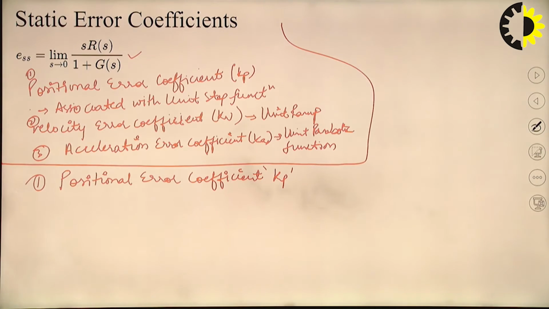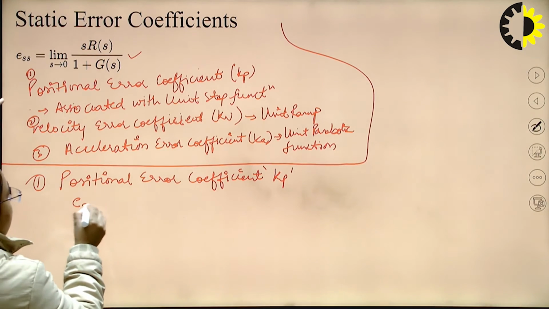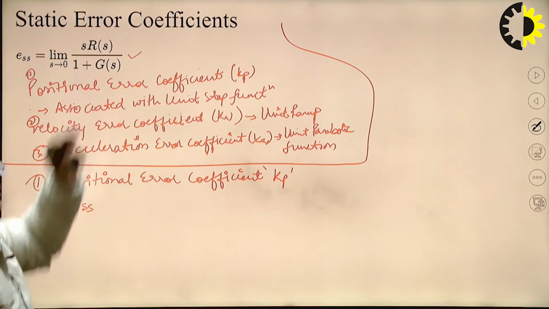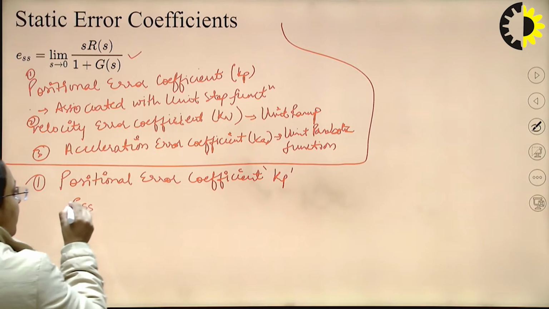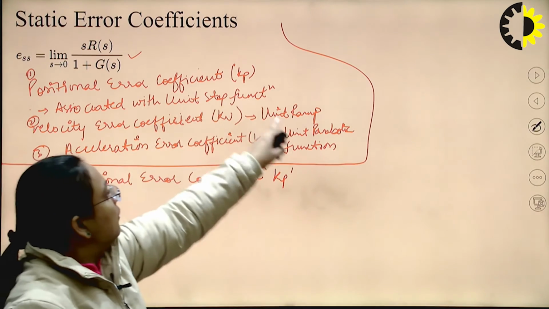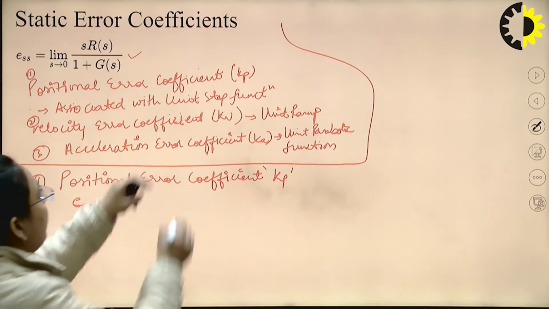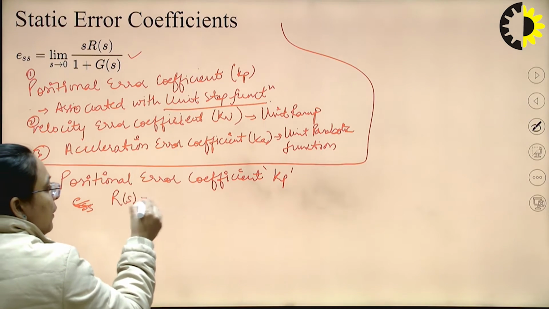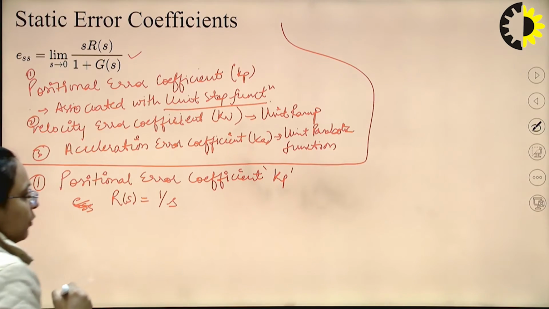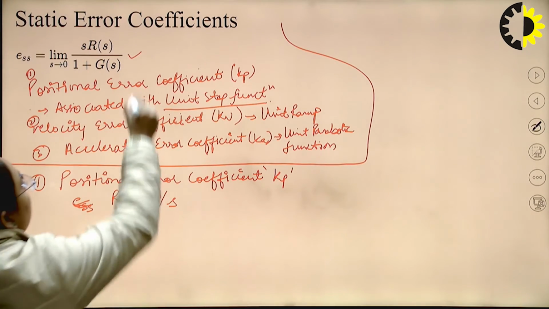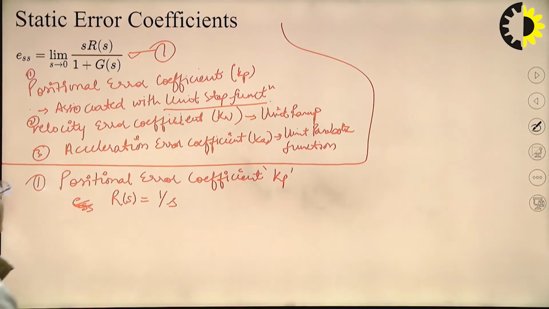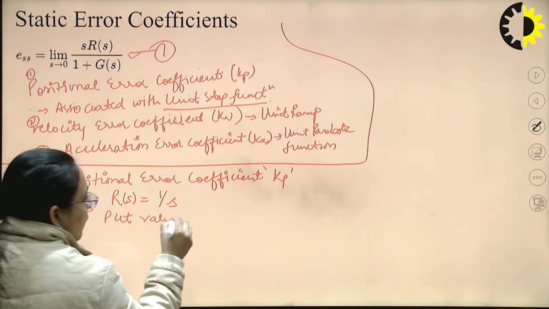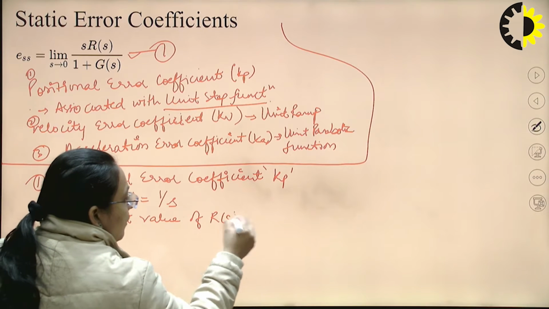So as we know, the steady state error ESS is equal to limit s tends to 0 of s into R(s) upon 1 plus G(s)H(s). For the positional error coefficient, as it is associated with the unit step function, the value of R(s) will be 1 by s. So let's put this value in this equation, let's say this is equation number 1.